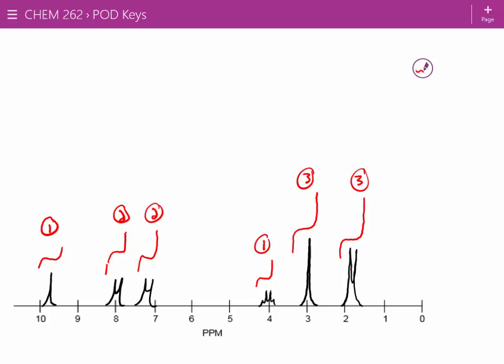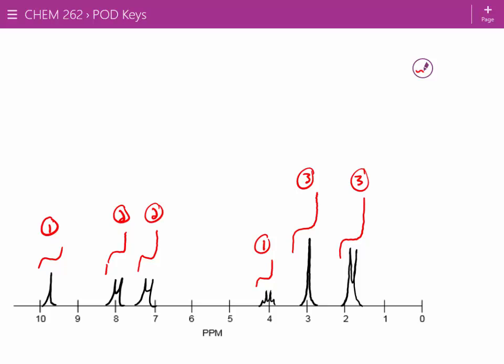So this is what the NMR spectrum should roughly look like for this molecule. Before we experimentally acquire an NMR spectrum, we can anticipate what we think it should look like and then compare our data to our prediction. And so what we're going to be doing today in class is going through this same methodology.